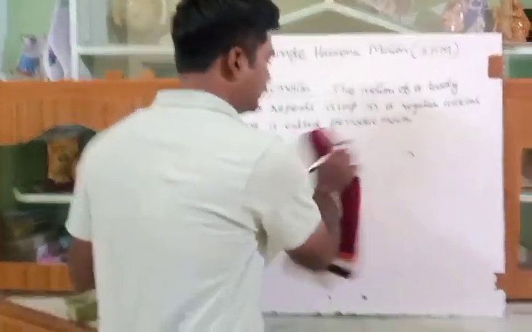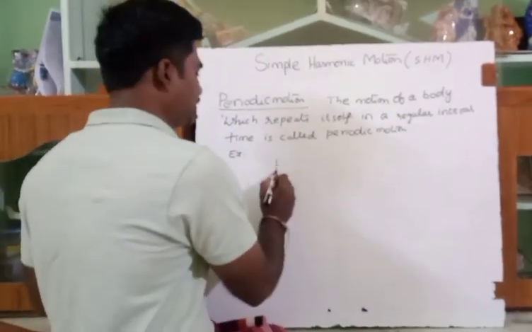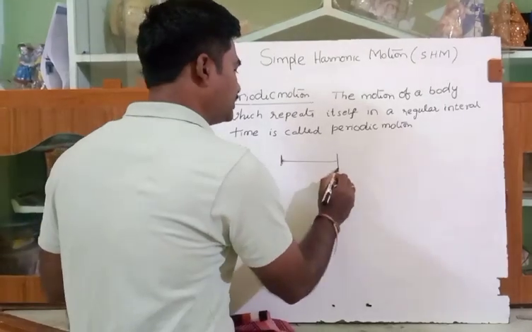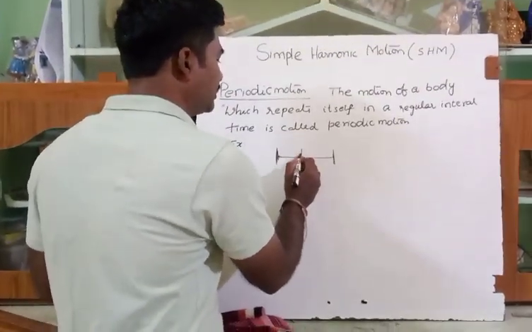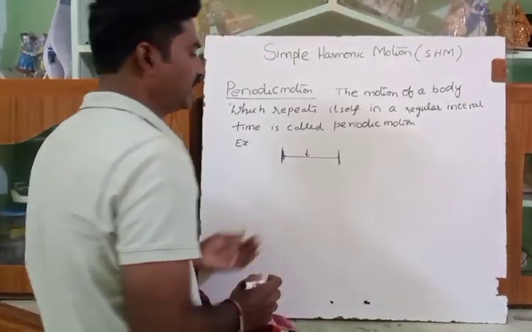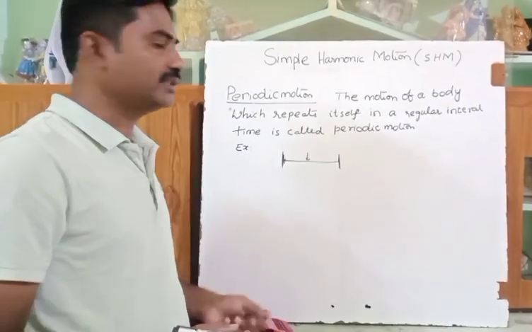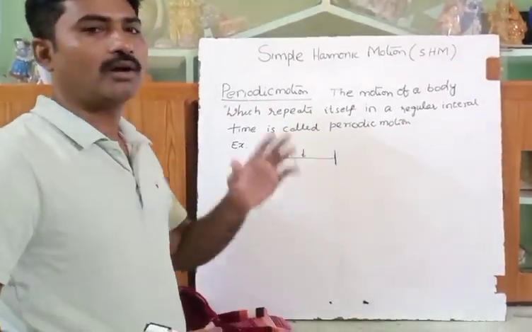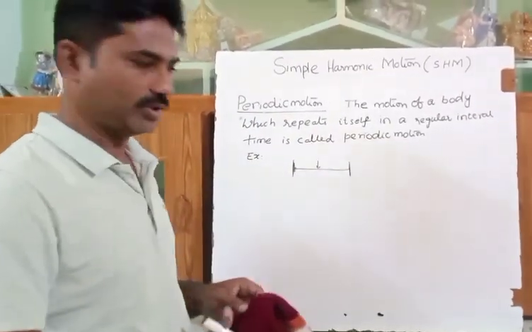Here, next, we have so many examples like this. When a string, or suppose this is a string, is fixed in between the two ends and then plucked, what happened? It vibrates up and down. This is also one of the examples of periodic motion. Our heartbeat is also one of the examples of periodic motion.